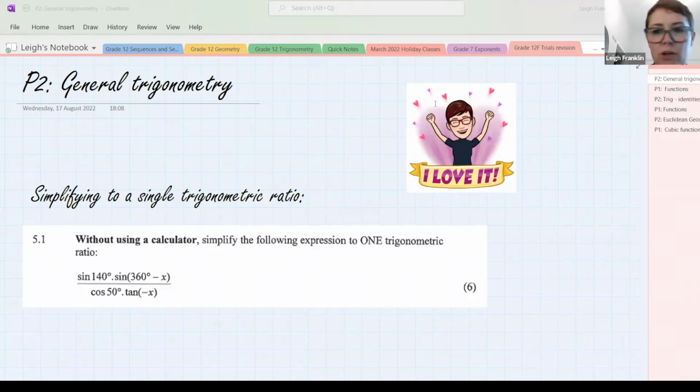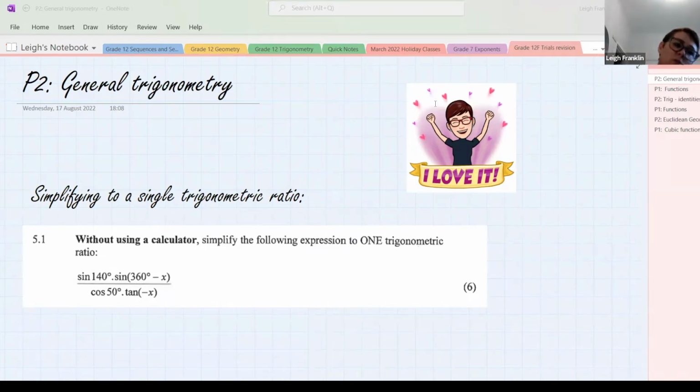Hopefully we'll also get a chance to do a little bit of Euclidean geometry and a bit of the cubic function before that happens. But I know that trig is something that normally gets to a lot of us. So the more practice we can have with that, the better for us.